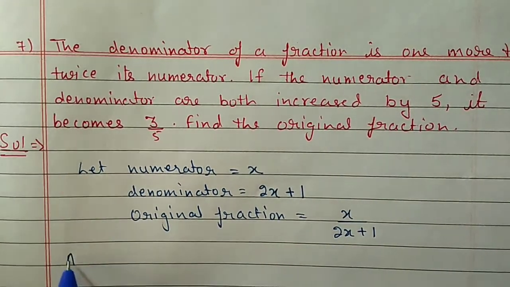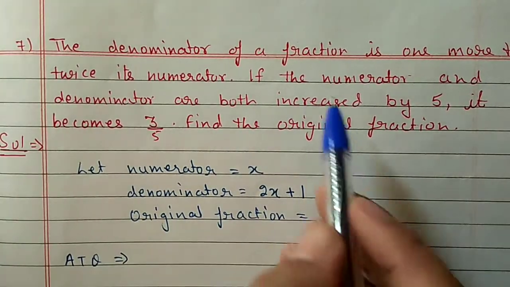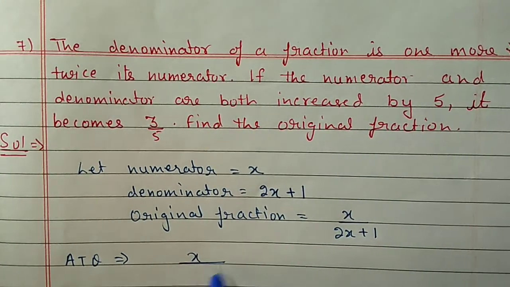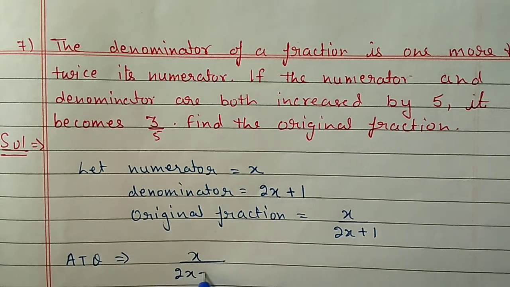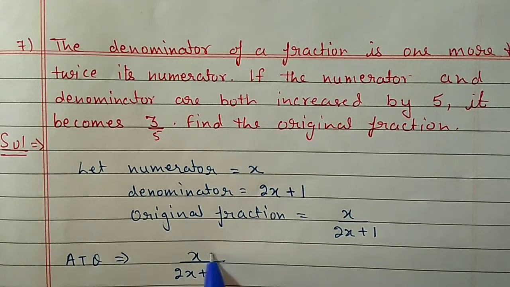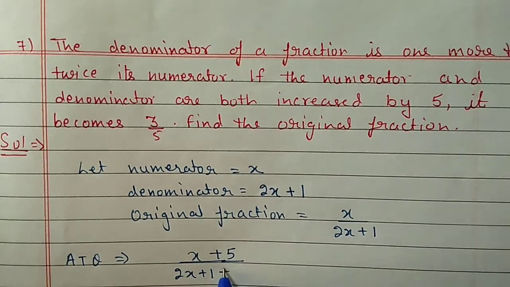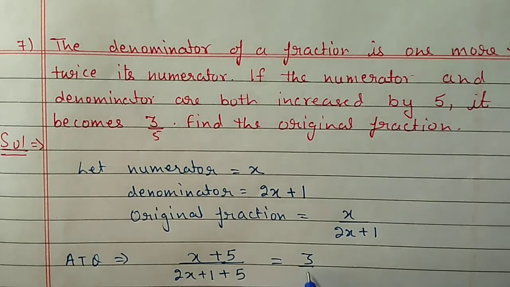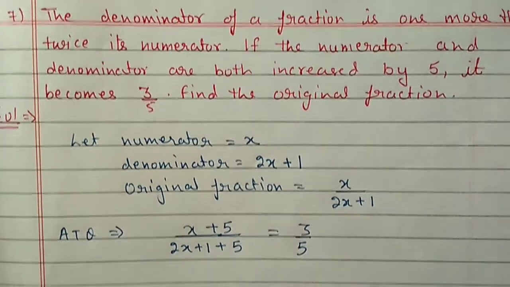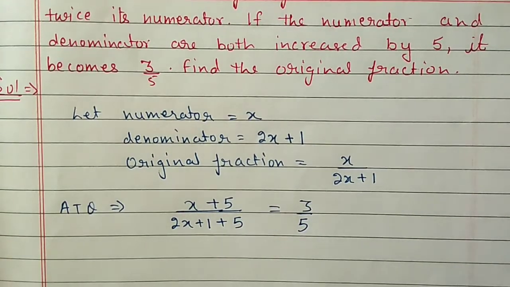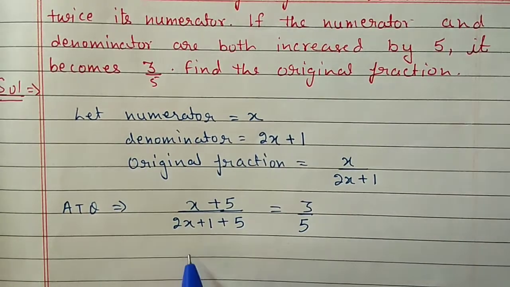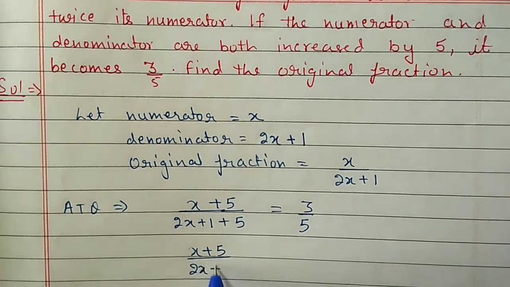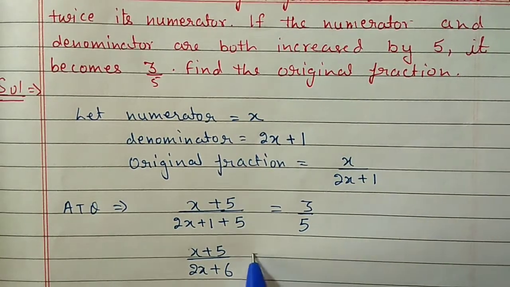Now according to the question, if numerator and denominator both are increased by 5, this is our fraction, this is numerator and this is denominator. Both are increased by 5 means we have to add 5. Then it becomes 3 by 5, means it will become equal to 3 by 5. Now we have to simplify this equation and find the value of x. This is x plus 5 and denominator we can write 2x plus 6 because 1 plus 5 is 6.